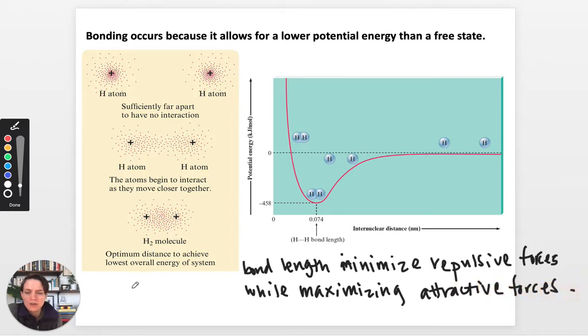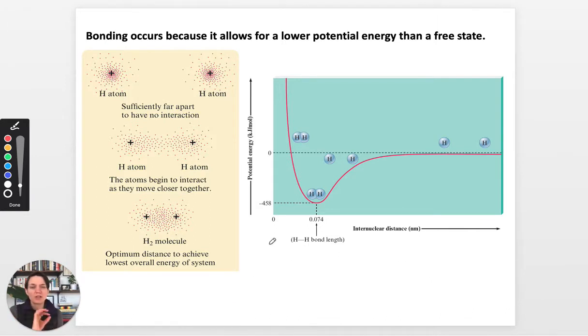Right? Because you want to think about an atom as basically being a magnet. You have your positive core, you have your negatively charged electrons around it. You have two atoms close to each other. You're going to have those positive and negatively charged particles interacting with each other.